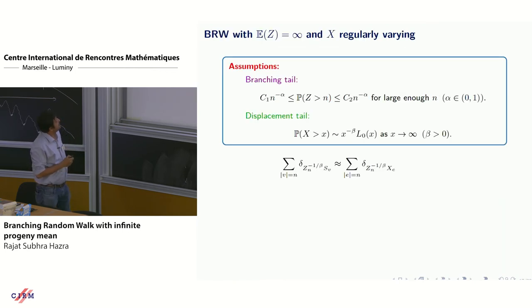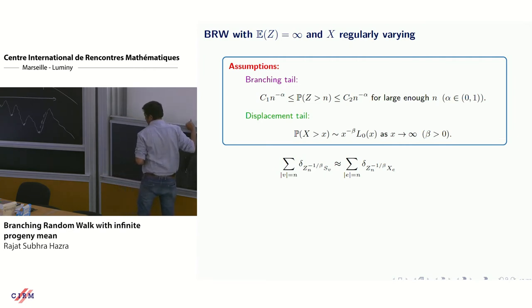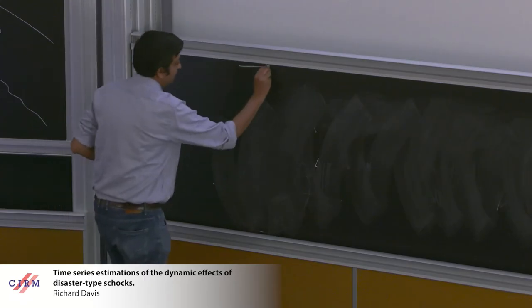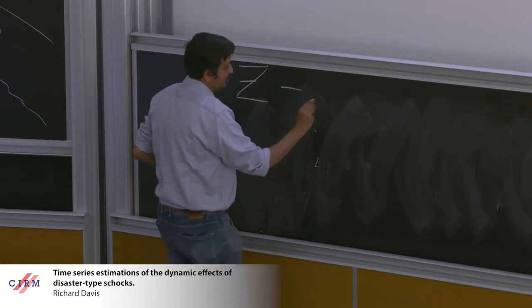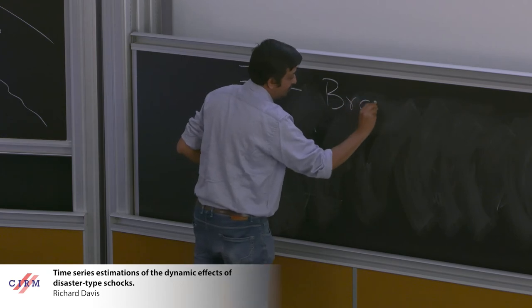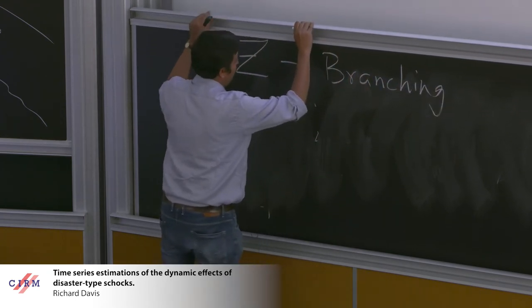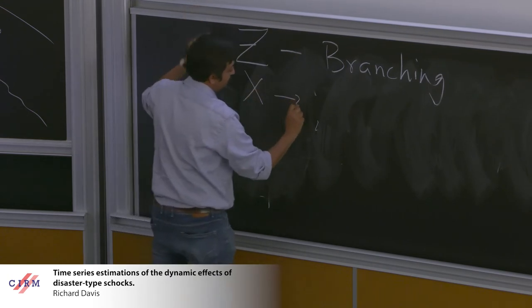Okay, so for the first result, we'll keep this random variable. We'll have this Z as the branching random variable, and X will be our displacement.